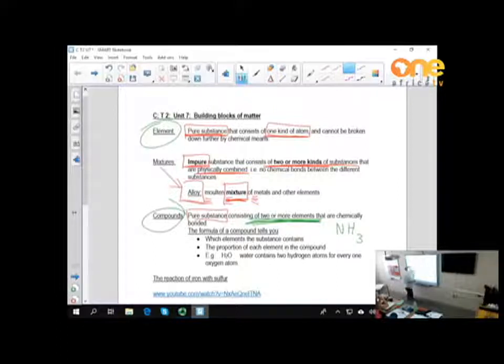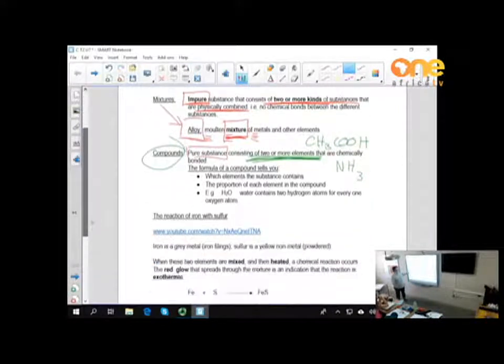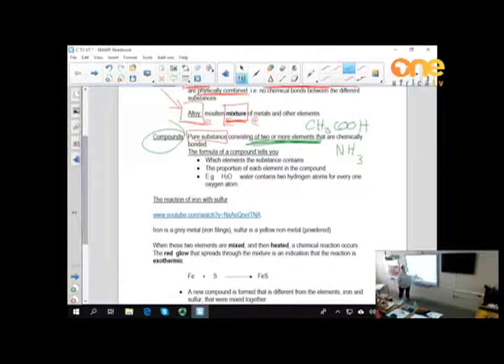If I look at something like this, it's the chemical formula for vinegar: carbon, hydrogen, and oxygen. It's three different elements. Now, this is an organic compound, so we write it in a slightly different way. But all of these atoms, carbon and hydrogen and oxygen, are chemically bonded. Also non-metals, so it will also be covalent bonds bonding them together. Okay, so compounds are pure substances, two or more elements that are chemically bonded.